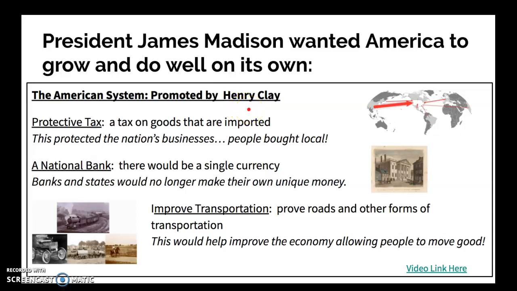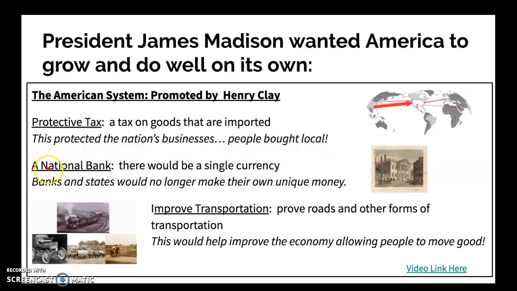Ooh, pretty good. So what were the components of the American system? One was a protective tax. We're going to call it a tariff, which is a tax on goods that are imported from other countries. This protected the nation's businesses. People bought local, which in turn led to more people having jobs in local communities in the United States.